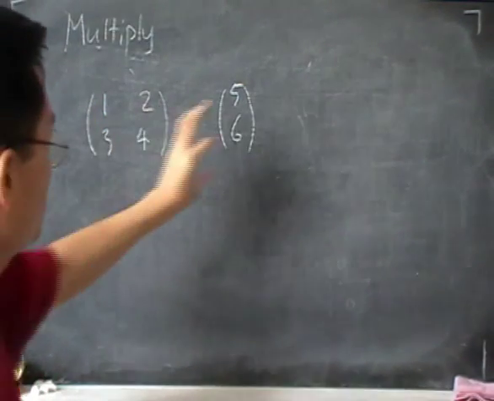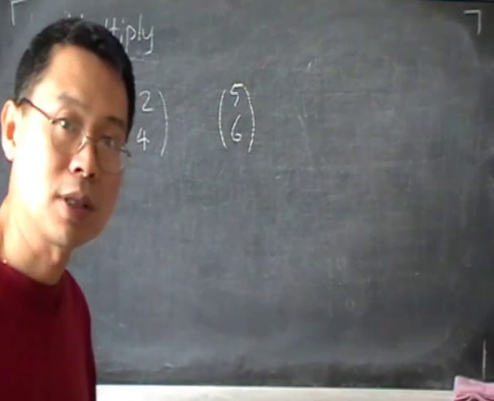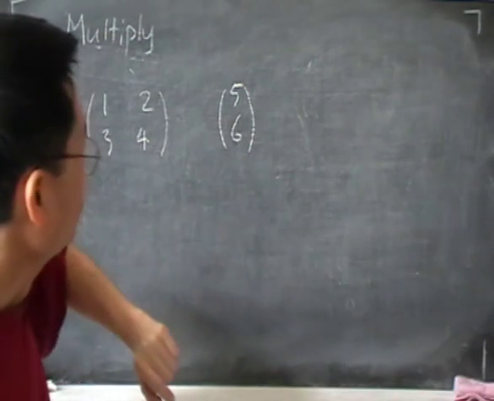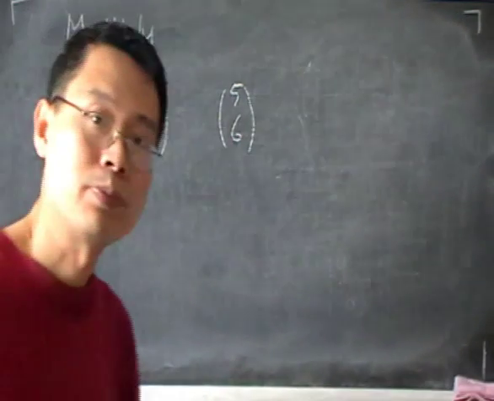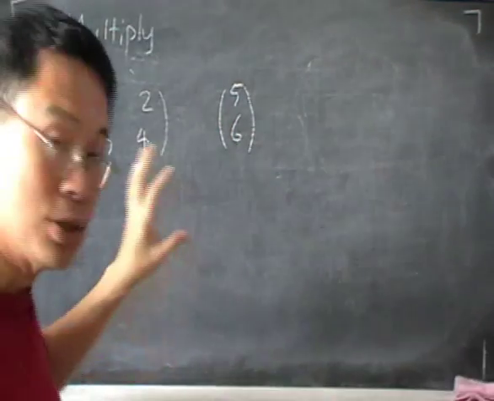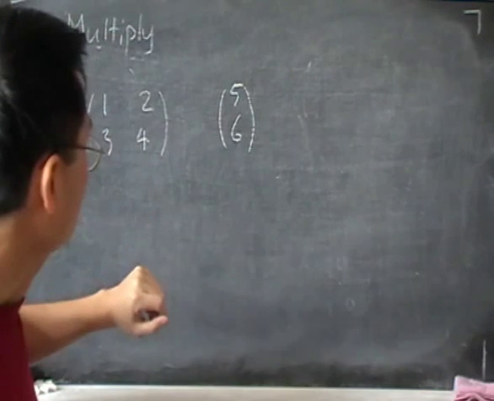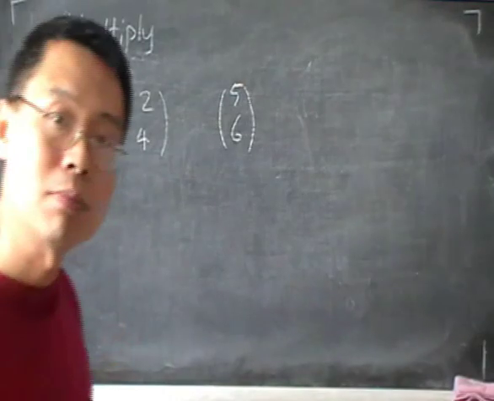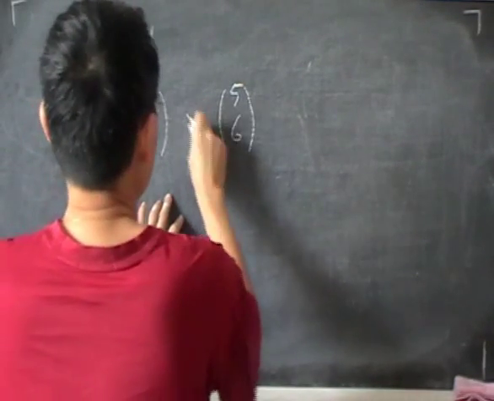I have two matrices here. The first one is a 2 by 2 matrix, a square matrix that we are by now familiar with. Now the second one looks a bit different. There's only one column, right? 2 rows but only one column. That's also a matrix, a simpler one, with just two numbers. And we can multiply this. Let's see how to do it.